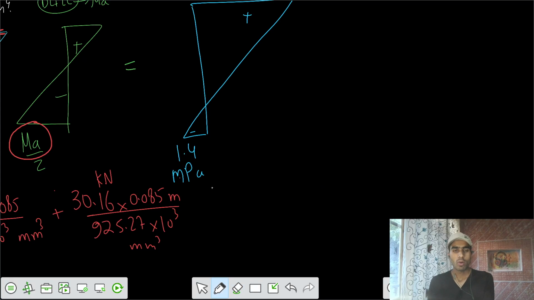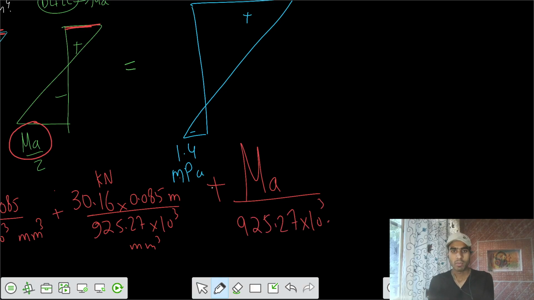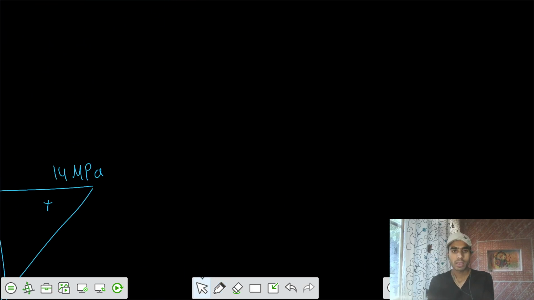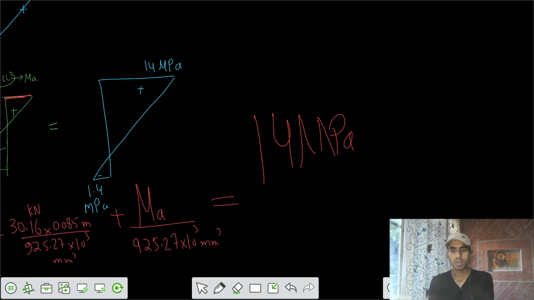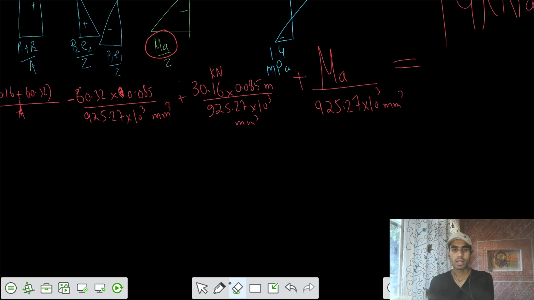After that, we have some moment that we need to calculate. Let's say there is a positive moment at the top. So I would write positive moment MA by section modulus of 925.27 times 10 to the power 3 millimeter cubed is equal to a stress of 14 megapascal. You have to convert the units accordingly, and you get the moment MA equal to minus 11.11 kilonewton meter.